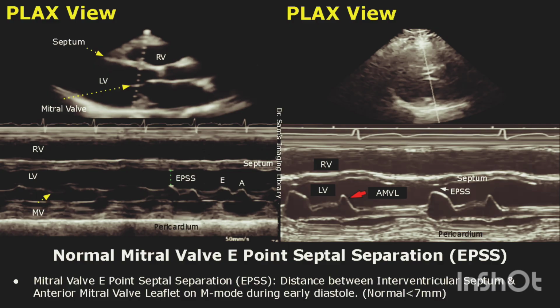In echocardiography, there are various ways to calculate the ejection fraction. The first method is to measure the mitral valve E-point septal separation on M mode. Place the M mode cursor on the tip of the mitral valve during early diastole when the mitral valve is open. The M mode gives us a one-dimensional view of the cardiac structures over time.